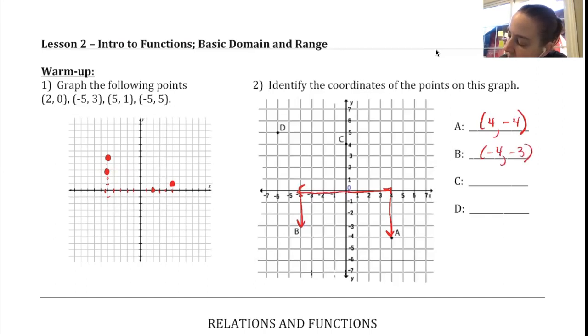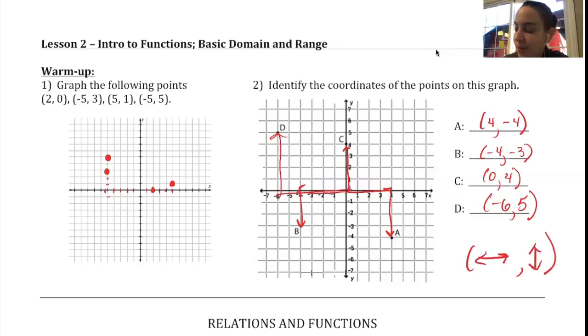C goes left to right 0, but it goes up 4. So that's (0, 4). And letter D is left 6 and then up 5. So remember that first number is left and right, and then the second number is up and down, plotting points.